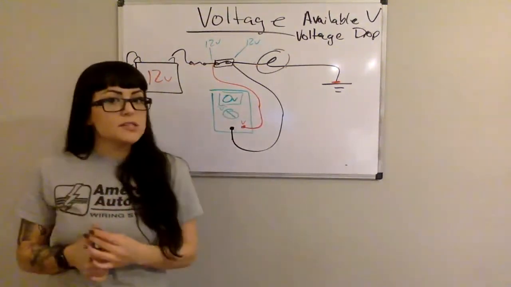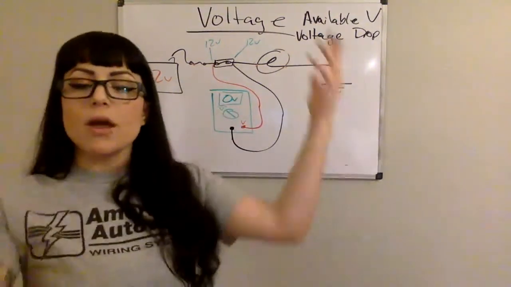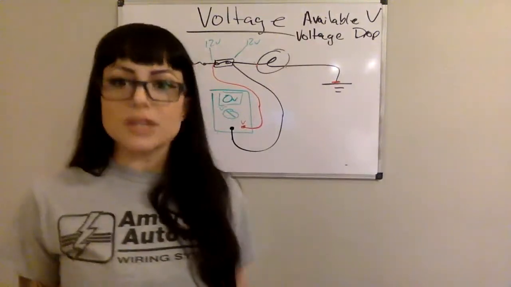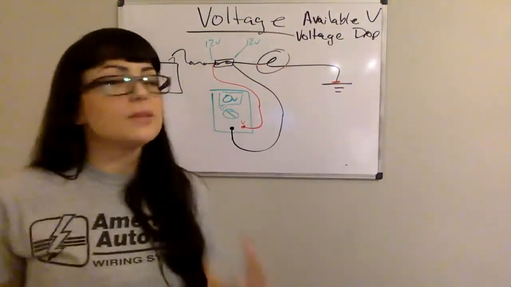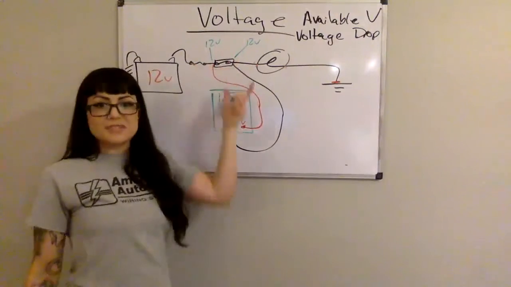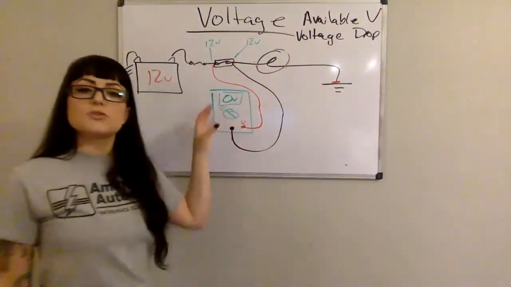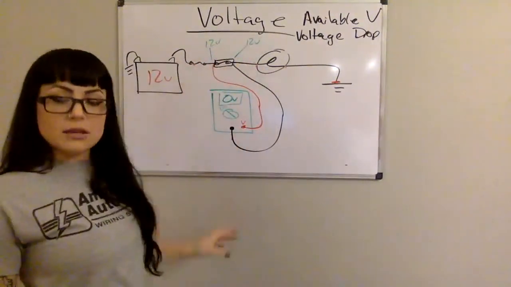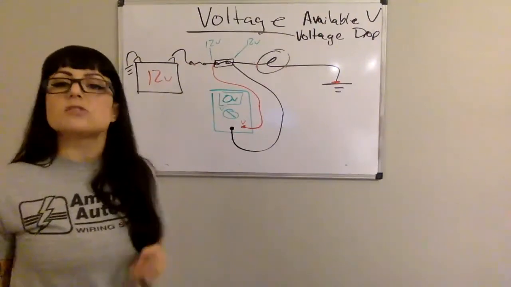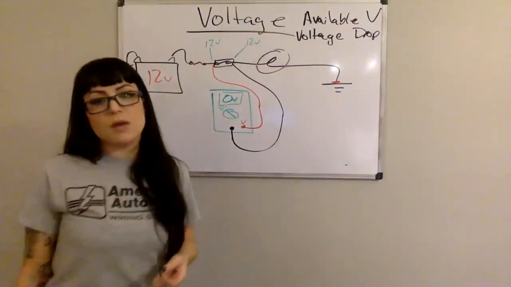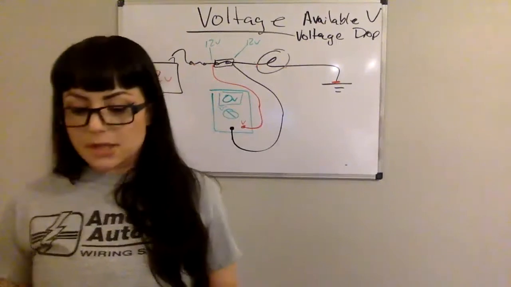And if you don't understand how you hooked up the meter, you'd be like, oh, there's my problem. I've got no voltage. No, you do. The difference in 12 and 12 is 0. That's why it's reading 0, is because you're doing a voltage drop test, not an available voltage test. So that's just something you really want to think about when you're checking for voltage across anything.